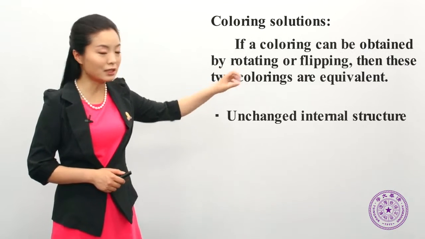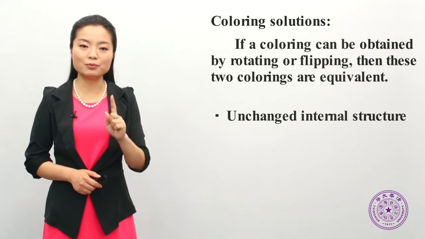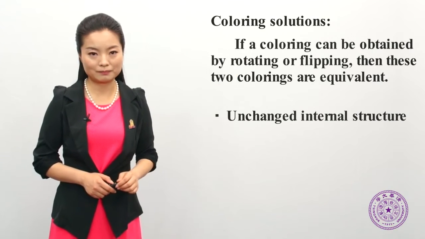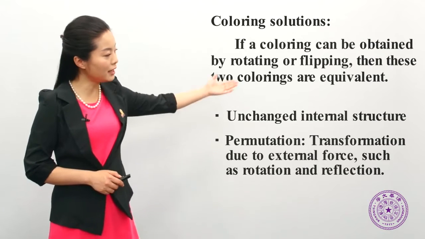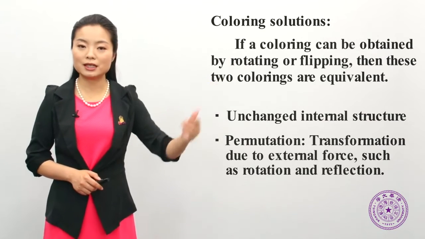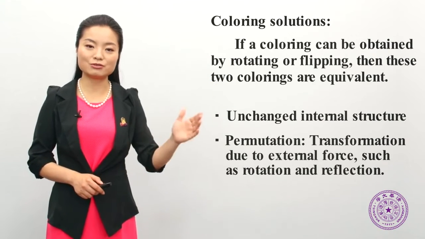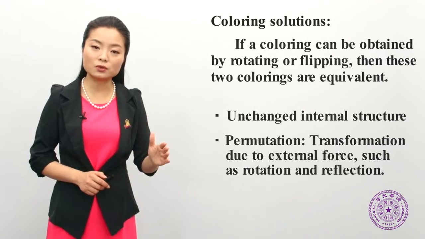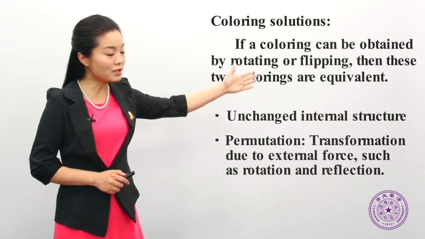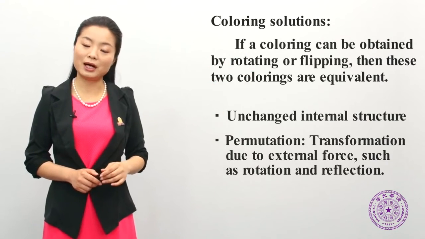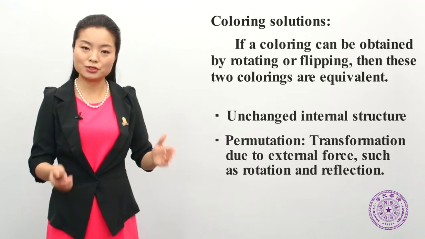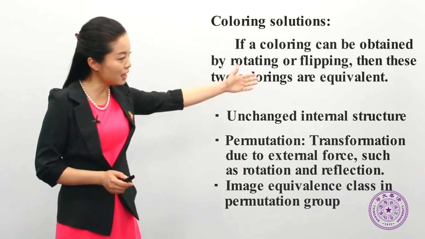First, after the rotation, its internal structure remains unchanged. What we call a permutation is, for example, a 90 degree rotation or a 180 degree rotation. It is considered a permutation. Through a permutation, an image will change to another image. Then the group we are currently studying should be the permutation group.